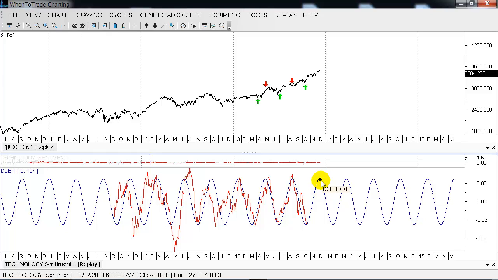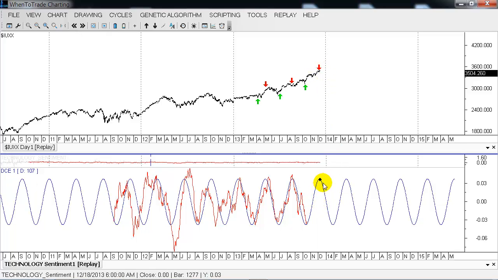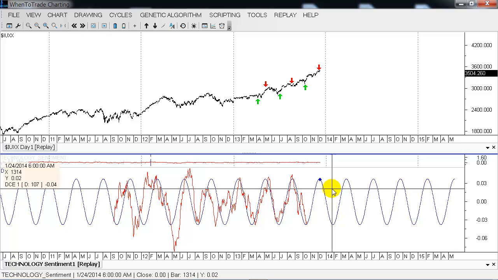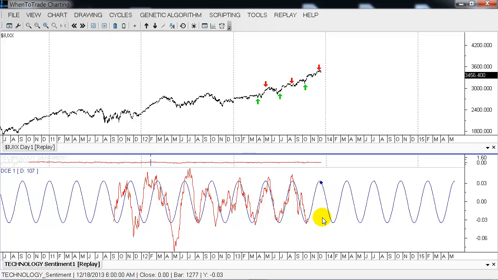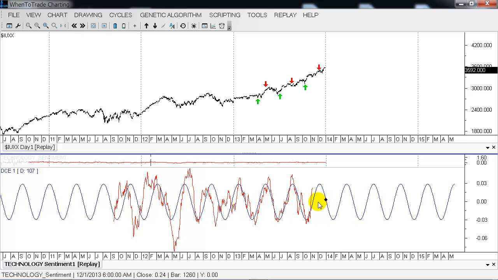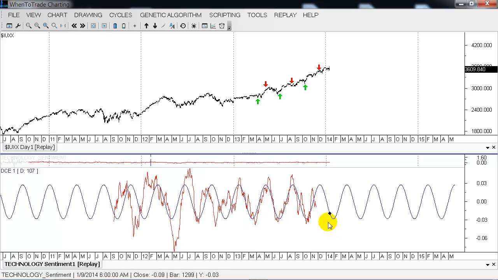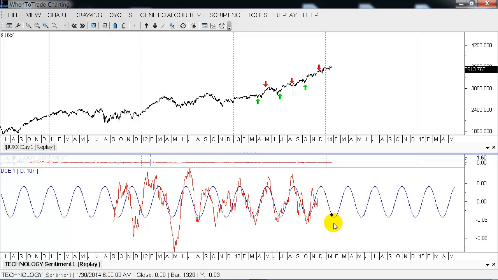Cycle turns now to the negative side, so this is the point in time where we would expect the market top here to happen. And from this point in time, sentiment is projected to move down into the end of January 2014. So let's move forward in time. We see that this still the same sentiment cycle seems to be active here on the chart. We are approaching now January 2014.